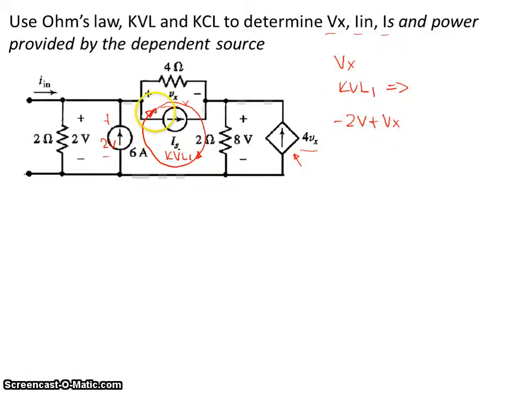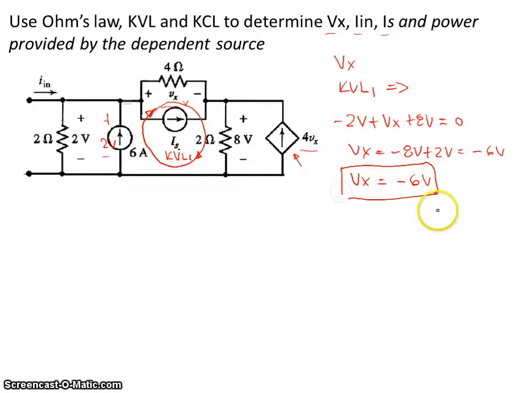plus the second element plus V sub x plus the third element 8 volts, everything equal to 0, so that V sub x is equal to, this goes on the other side negative and this goes on the other side positive, and it's going to be minus 6 volts. So V sub x is equal to minus 6 volts, and that's the first value.